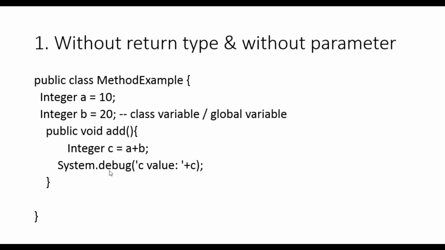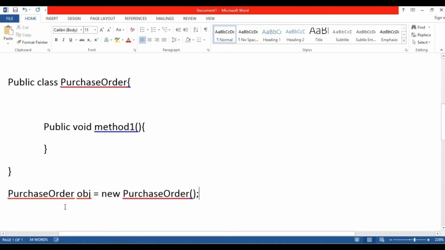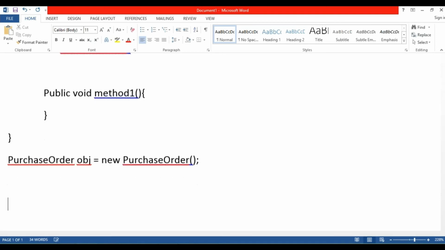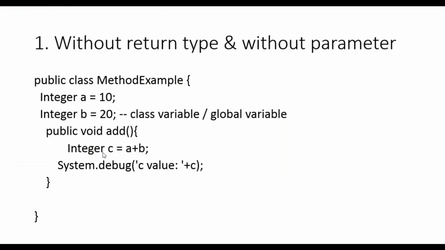Now, if you are going to use this C value in other methods or in other classes, then you need to use a keyword called return. Only when you use return C, when you are returning this particular C value, this value can be used in further classes or methods. So here the method format is without return type and without parameter.